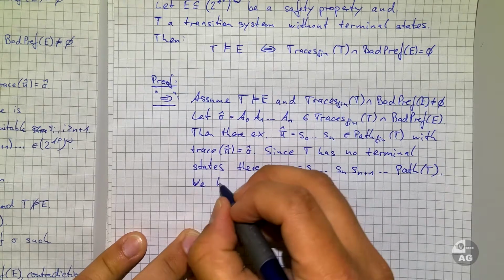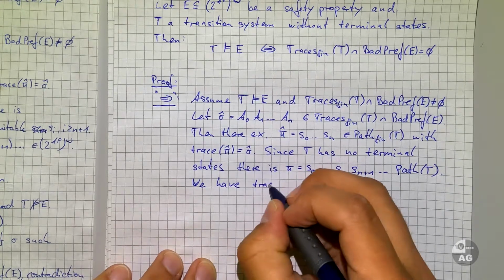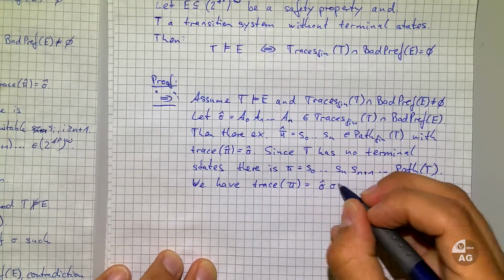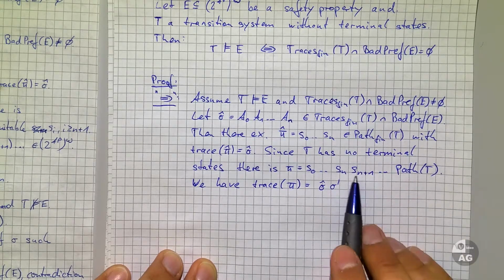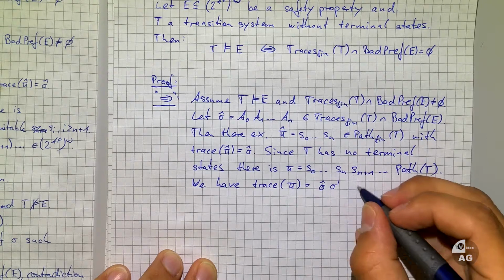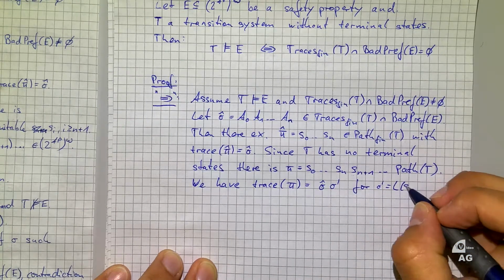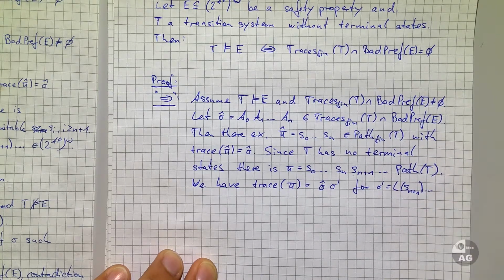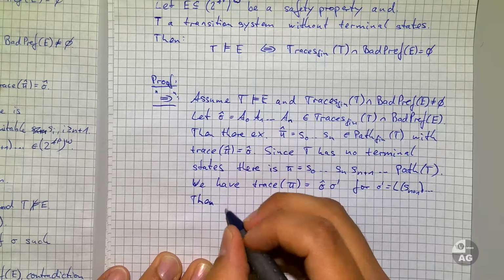And if we look at the trace of this path, well, what does it look like? Well, it starts with sigma head, right? So then we have the trace of pi is sigma head, and sigma prime, so followed by the labelings of the states Sn plus 1 and so on. For sigma head, sigma prime is L of Sn plus 1 and so on.